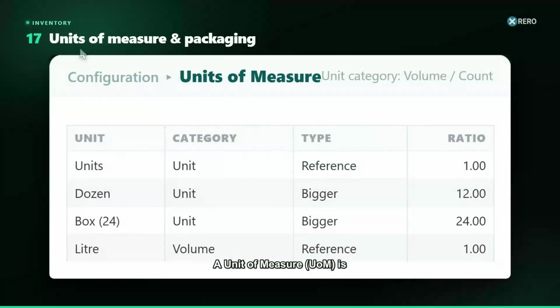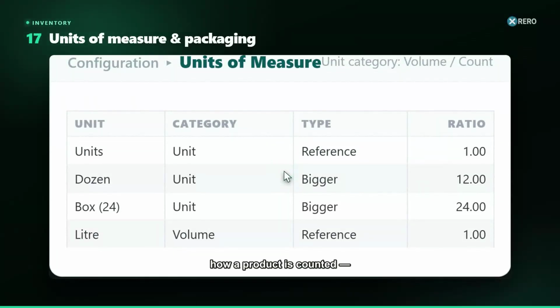A unit of measure, UOM, is how a product is counted: units, kg, liter, box, dozen. Within the same category, you can buy in one unit and sell in another, e.g. buy a box of 24, sell single bottles, and Xrero converts automatically.